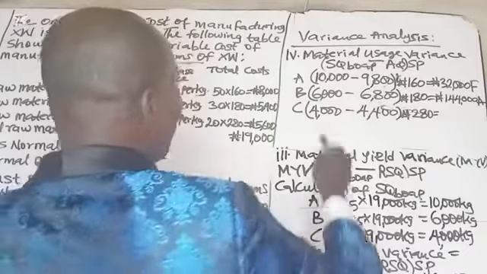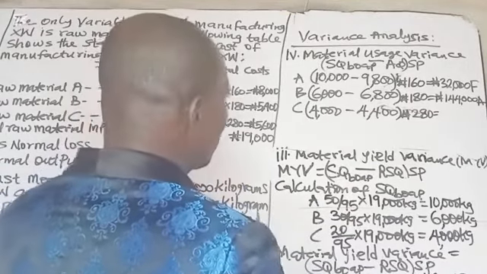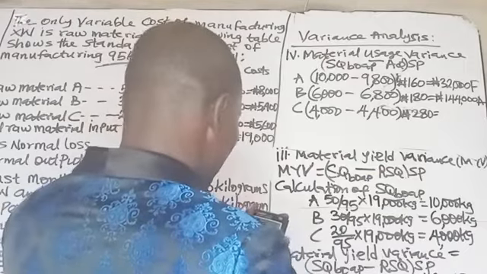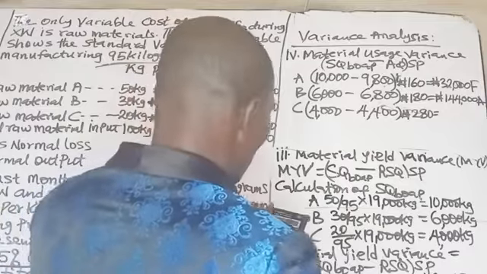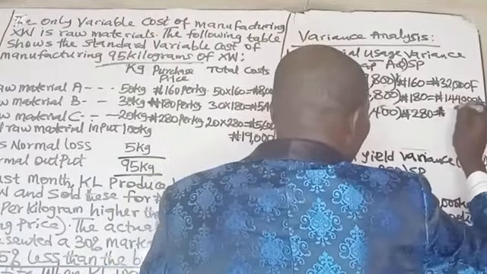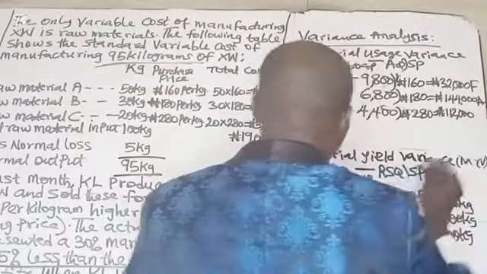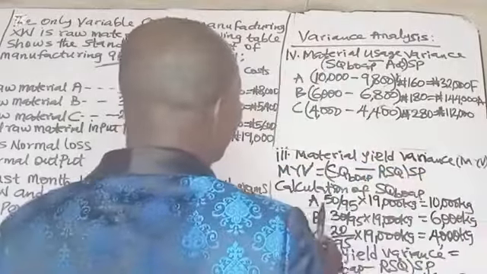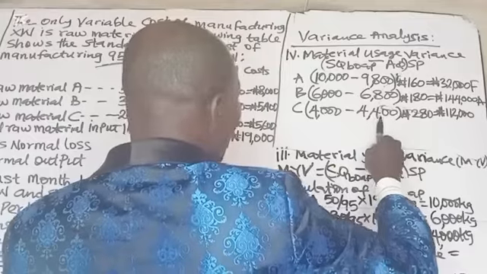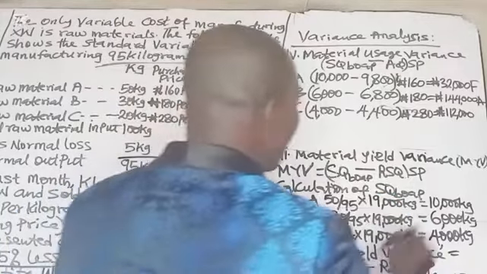For C, 4,000 minus 4,400, that would be 400. 400 times 280. That gives us 112,000. This is also an adverse variance because what was used in production is more than planned. So we have adverse.